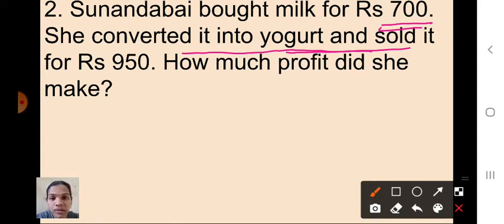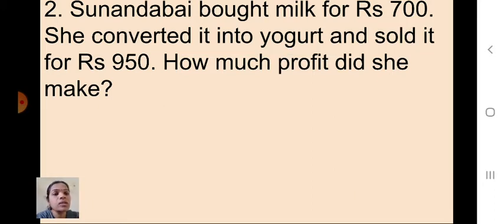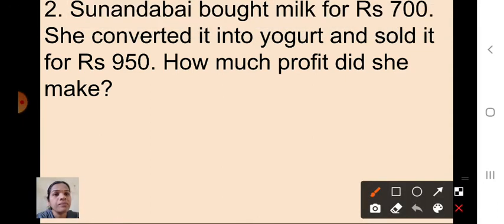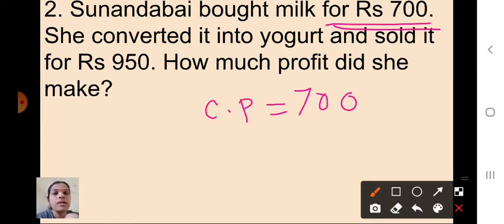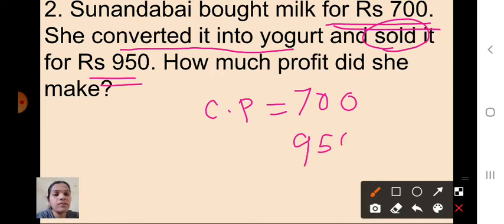So children, always read the word problem 2-3 times. Once again I will read here. Sunanda Bai bought milk for rupees 700. That means this is the cost price. Cost price is what? 700. Afterwards she converted it into yogurt. You know very well that milk we can convert into yogurt. So she converted it into yogurt and sold it for 950 rupees. This is the selling price.